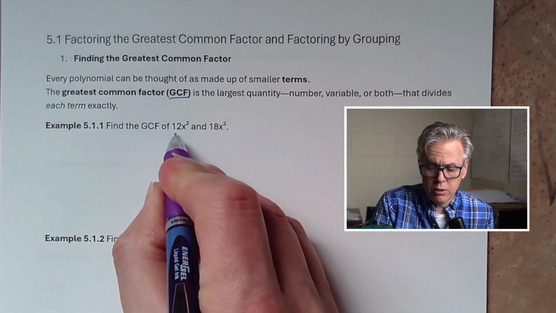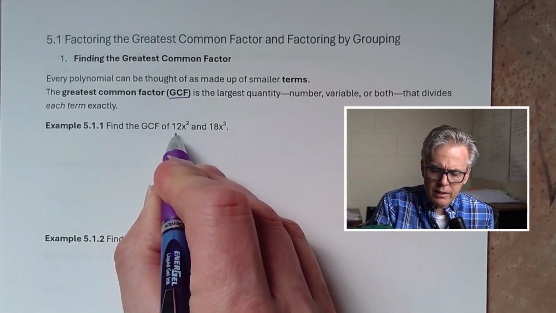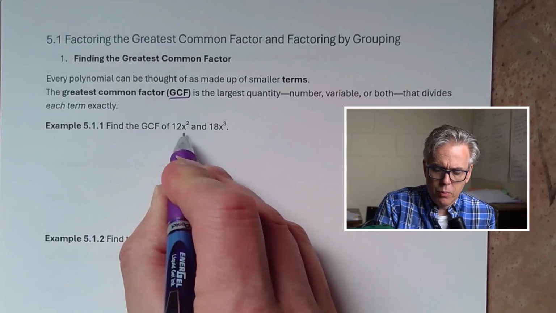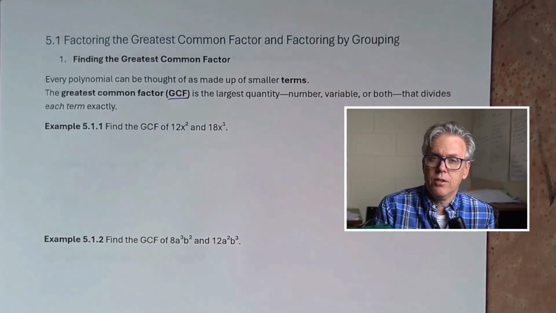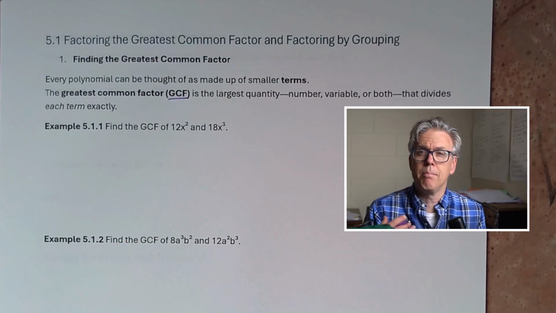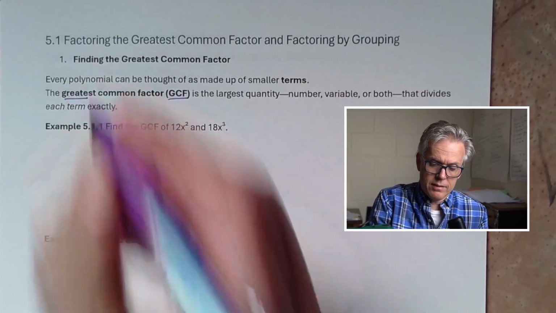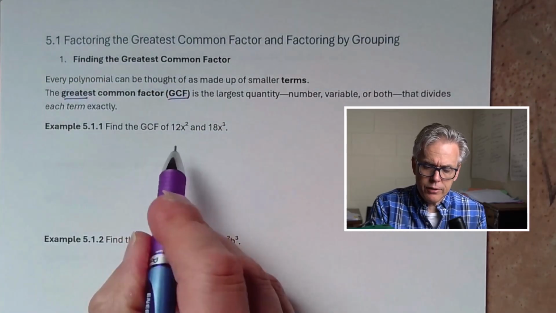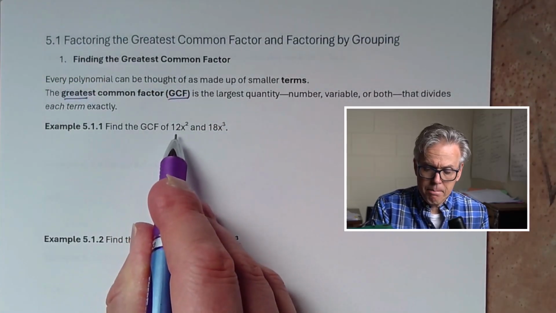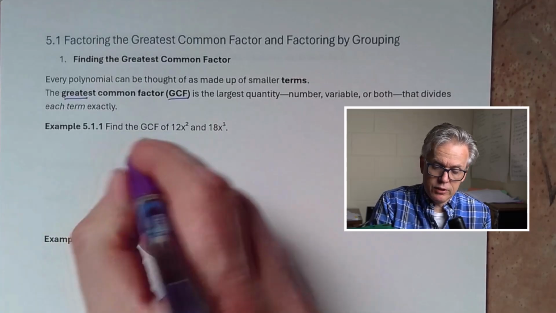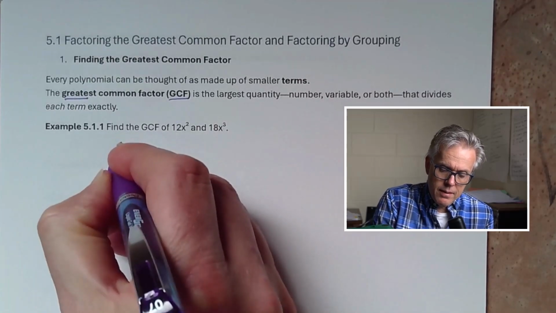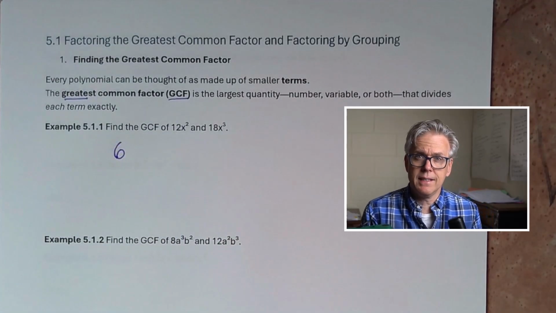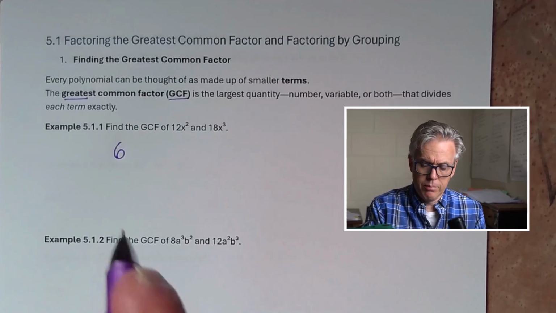So let's first look at the number part. So numerically, what number will divide both into 12x squared and 18x cubed? Well, 2 does, but is there anything bigger? Because we're looking for the greatest common factor. 2 does, 3 does, 6 does. So 6 is going to be the numerical value that divides evenly into both terms.